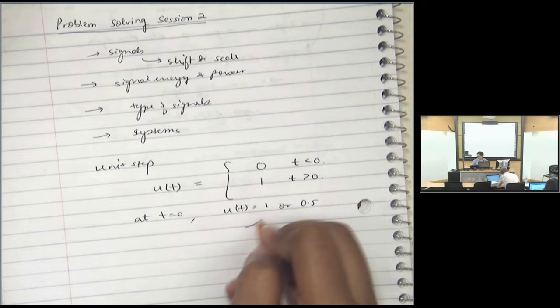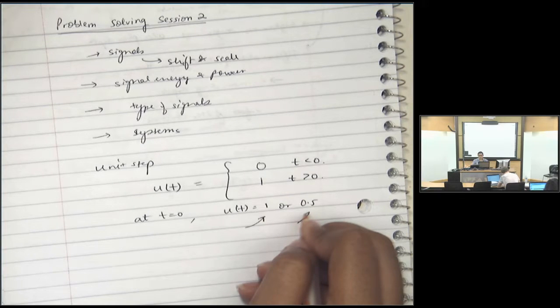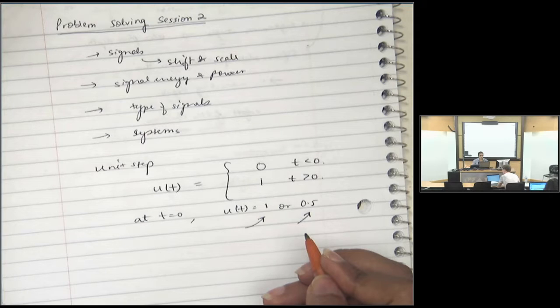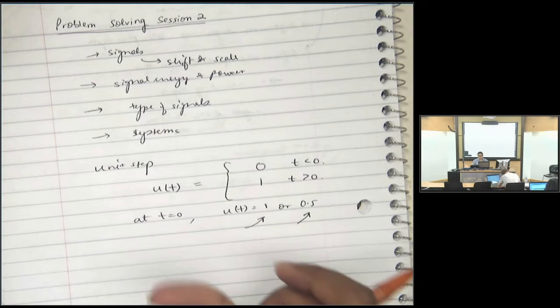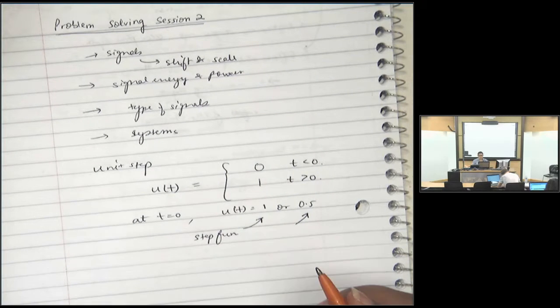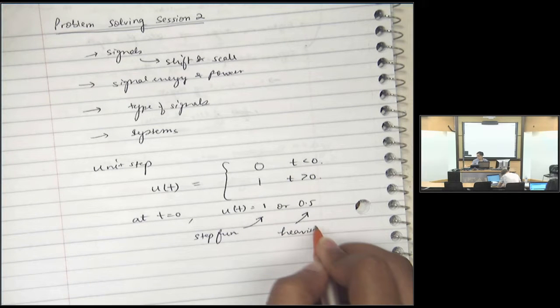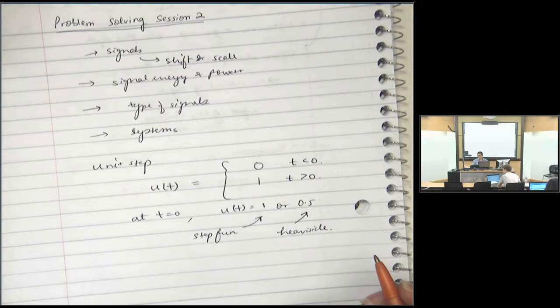Anyone remembers when it is 1 and when it is 0.5 in MATLAB? Which functions? There were two functions in MATLAB that we saw last time. Okay, so the two functions are Heaviside and stepfun. So stepfun defines u of t at t equal to 0 as 1, and Heaviside defines u of t as 0.5 at t equal to 0.